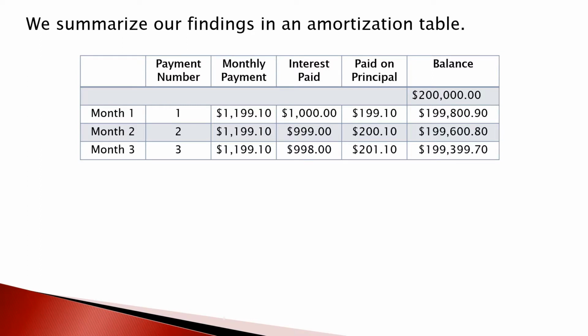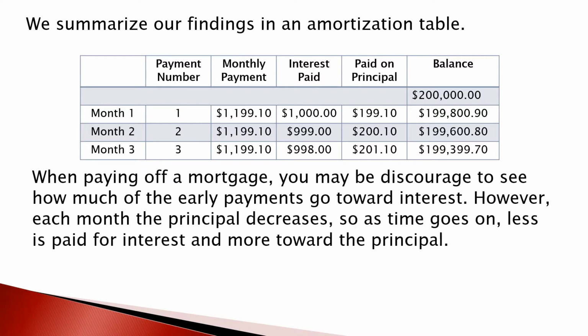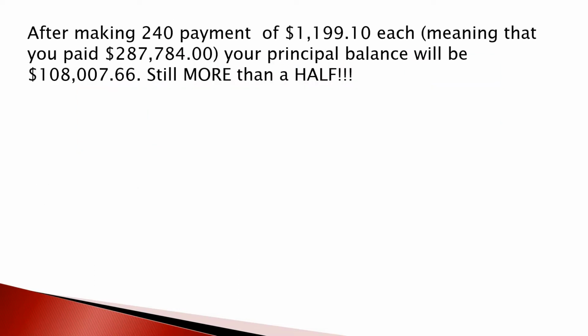So we can summarize our findings in an amortization table. This table contains information about each payment, what portion of your monthly payment will go against the principal, how much will go against the interest, and your balance. When paying off a mortgage, you may be discouraged to see how much of the early payments go toward interest. However, each month the principal decreases, so as time goes on, less is paid for interest and more toward the principal, which means that the bank will take its money first, and then it will reduce your balance.